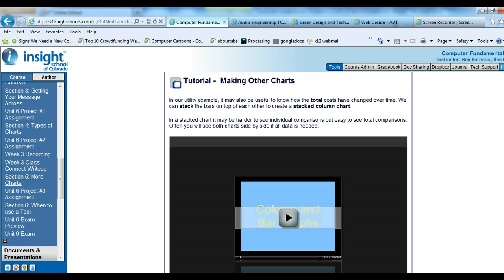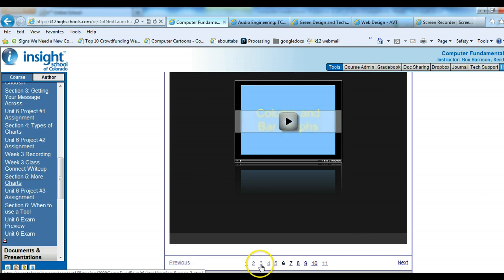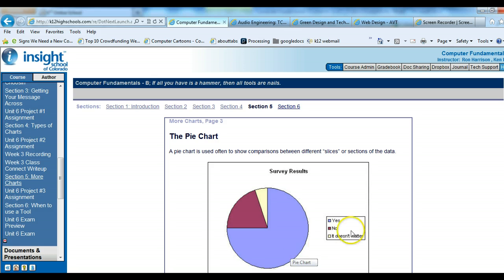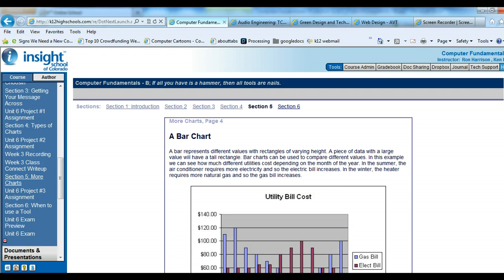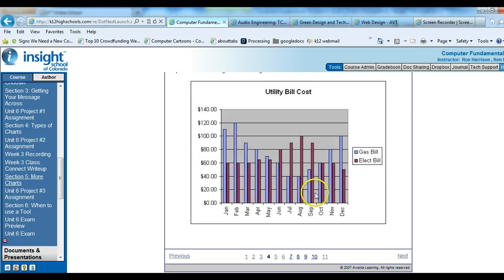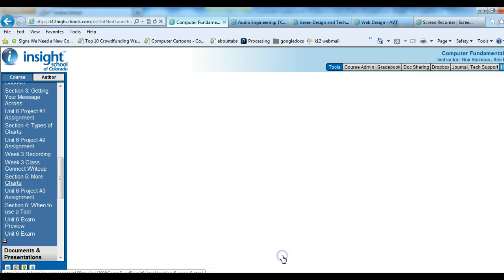So like on that example back here, let's go back, was it on slide 3, slide 4 maybe. See, we could have made this a stacked chart. We could have put the electric bill on top of the gas bill, and that would show your total utilities. So that's how a stacked chart can be used, and how a stacked chart is different.